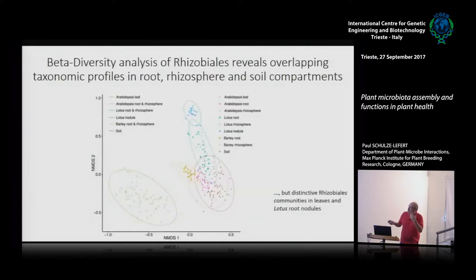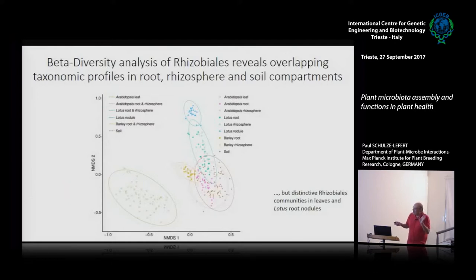And when we looked at the communities, really, of these non-legumes, so for example in barley root or in Arabidopsis root, we see that there are overlapping taxonomic profiles of these rhizobia in the root, rhizosphere, and soil compartment. Only in the nodules and in the leaf do we see a distinctive community.